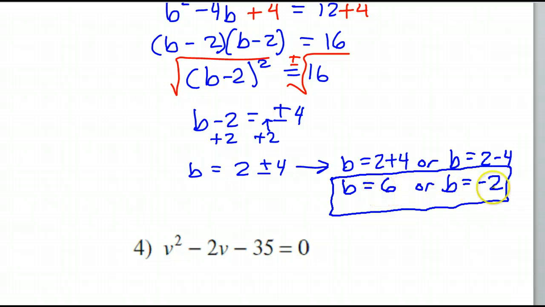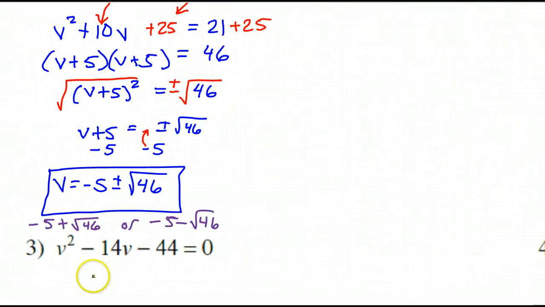It's not 6 and negative 6. It's 6 and negative 2. So please don't just add the numbers together and stick a plus or minus in front of it. Common mistake. Okay? Alright, let's look at number 3.